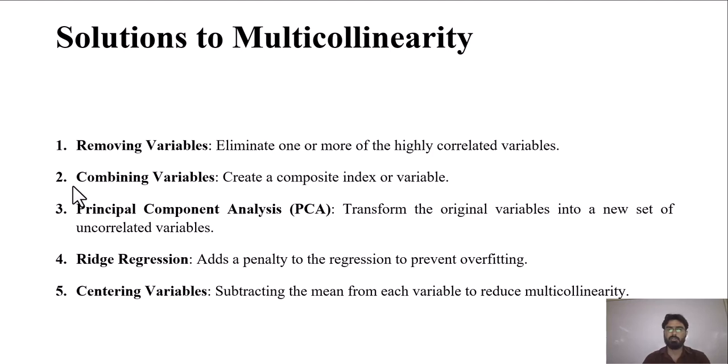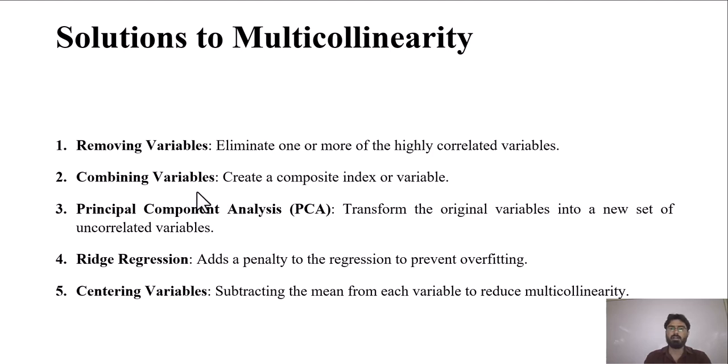The second solution for multicollinearity is combining variables. So basically, what is meant by combining variables? Create a composite index or variable. If you have three or more variables and they are intercorrelated, as multicollinearity suggests, then you add all of these variables and merge them into one variable. In this way you can create an index and this will resolve the issue of multicollinearity.